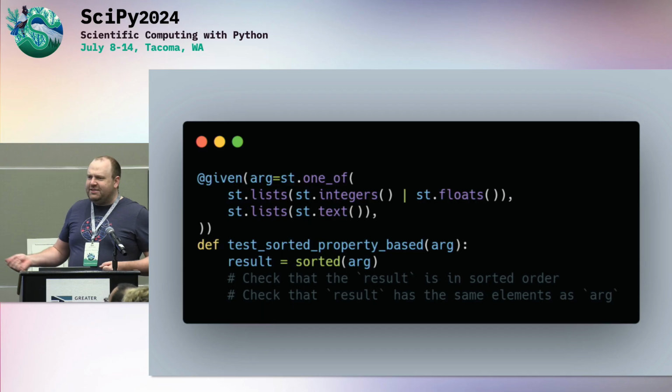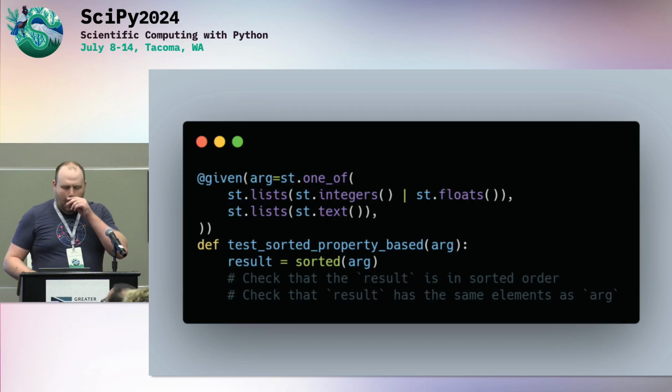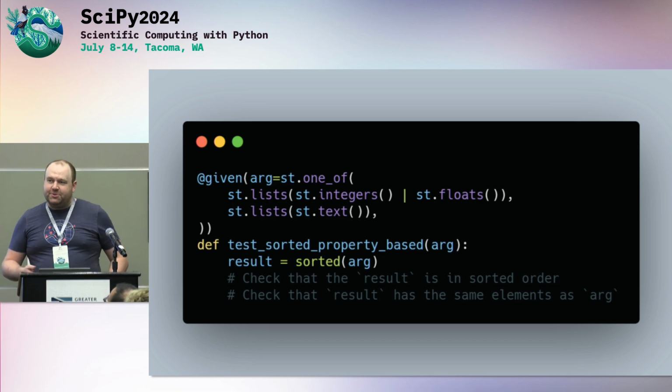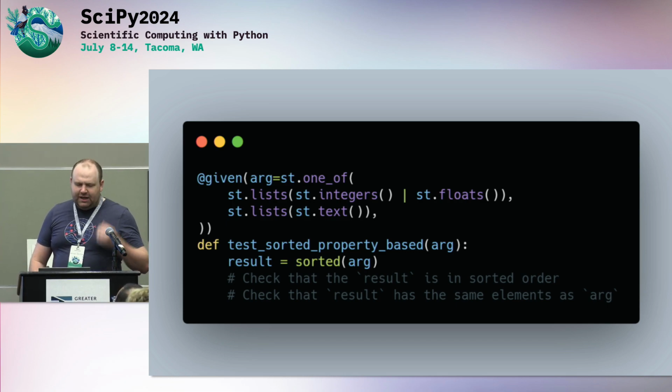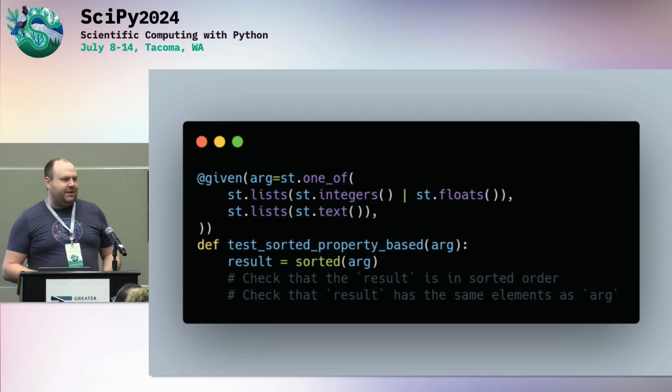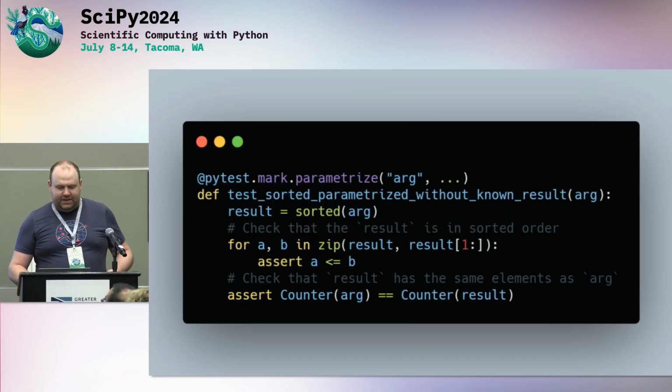Does this basically make sense to people? Somewhat? Okay. And if we run this, what Hypothesis will do is generate, by default 100, you can tune this, different arbitrary inputs and try to find one that makes your test fail. Is there such an input? Just looking at this test function, is there an input that would make this test fail?